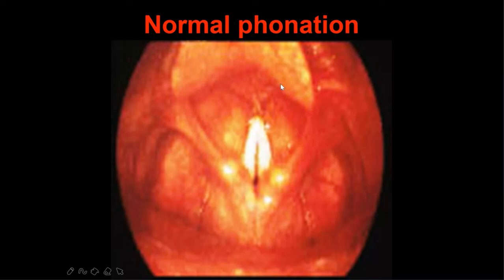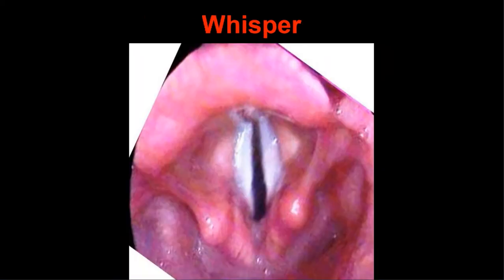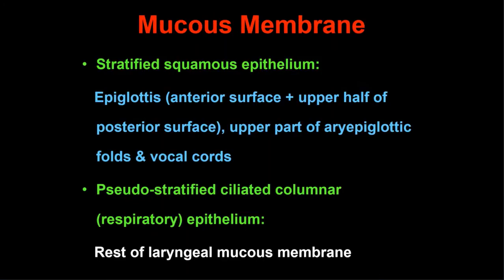For lymphatic drainage, the supraglottic area drains by piercing the thyrohyoid membrane into the upper deep cervical lymph nodes, and the subglottic area drains into the pretracheal and prelaryngeal lymph nodes by piercing the cricothyroid membrane. So the supraglottis drains by the thyrohyoid membrane, and the subglottis by the cricothyroid membrane. The true vocal cords don't have any lymphatic drainage.